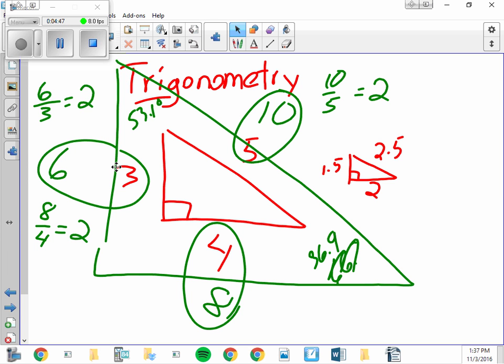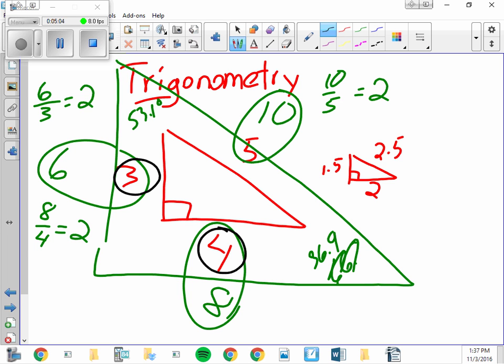But what if I compare the triangle with itself? Instead of comparing 2 different sizes of triangles, what if I looked at each triangle individually and compared those sides to themselves? So what if I take the smallest side and I divide it by the second smallest side? I get 3 over 4. What about this? 1.5 divided by 2. Somebody pull out a calculator. What is 1.5 divided by 2? 0.75, which is 3/4.